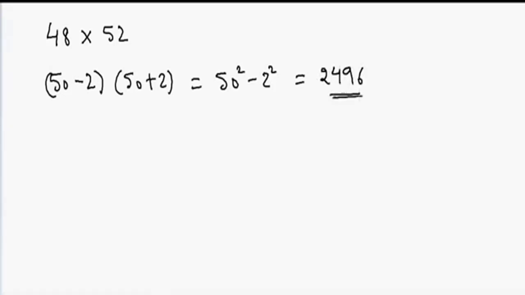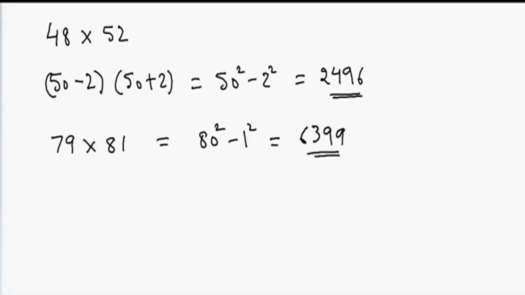So the answer will be equal to 2496. Right, same way, suppose I have to do 79 into 81, so the answer will be equal to 80 square minus 1 square, so this will be equal to 6399.